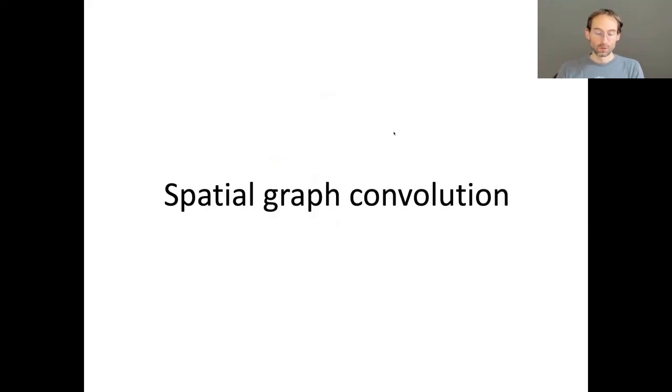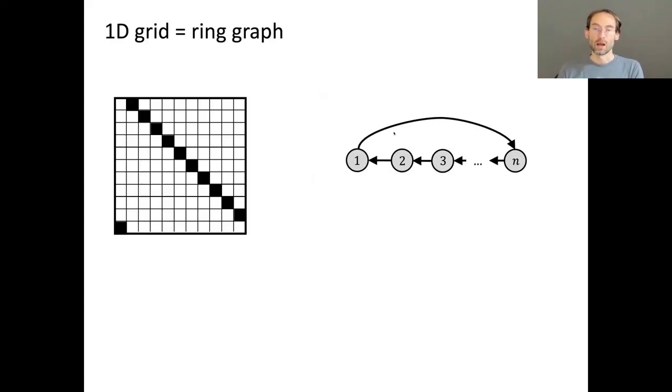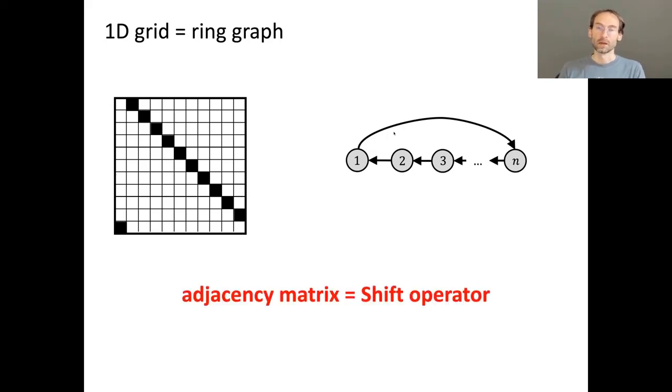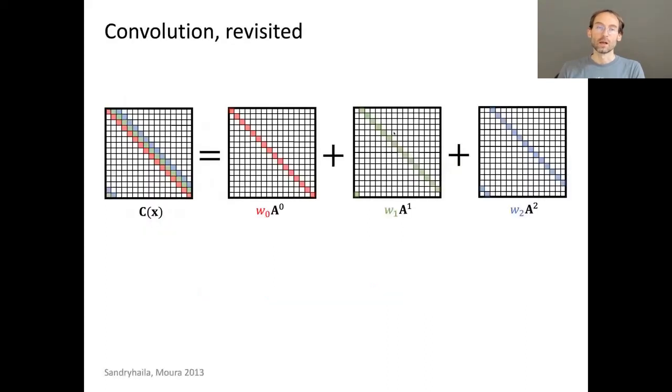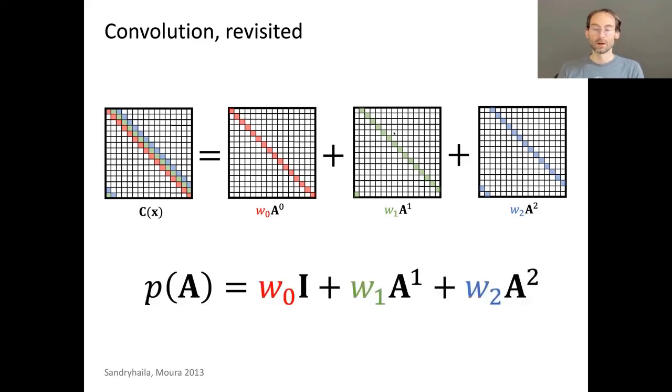So that was spectral graph convolution. And let us talk about the spatial view, right? Again, we've seen this analogy between the adjacency matrix and the shift operator. So another way of looking at convolution is seeing it as a weighted combination of the powers of the shift operator, right? We've seen this multi-diagonal circulant matrix. We can just decompose it into shifted diagonal matrices, with different weights that I denote here by W.